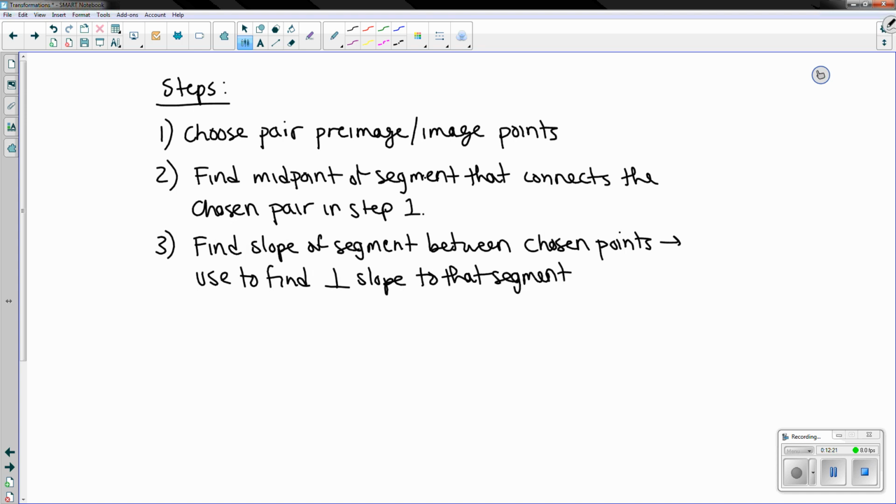And as a reminder, perpendicular slopes, or a slope and its perpendicular slope, the product of those two values should be -1. And as long as the value isn't 0 or undefined, to determine that other value, or its perpendicular slope value, you're just going to take the negative reciprocal. So flip the ratio and change the sign, and you'll get the perpendicular slope. So now once we have the midpoint and the perpendicular slope, we're ready to go. So we can write the equation of the line of reflection.